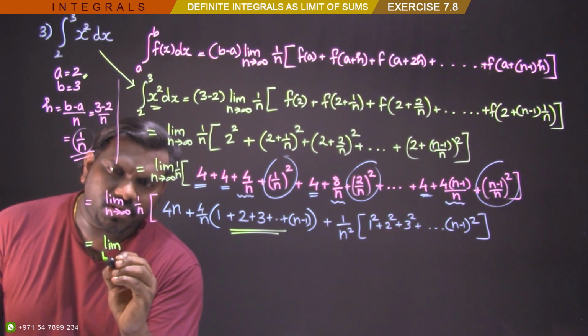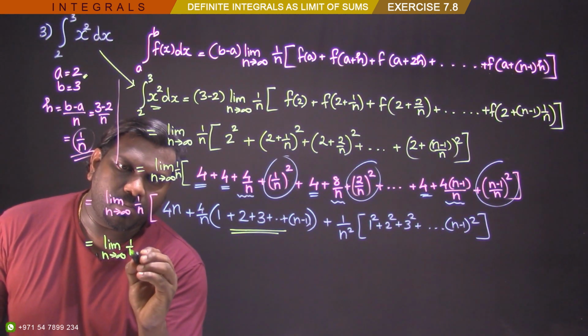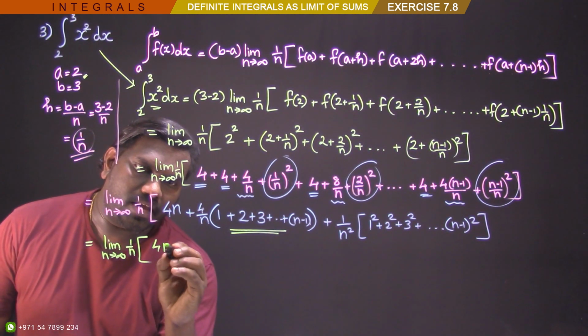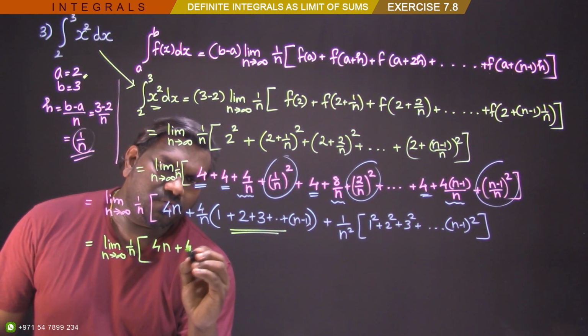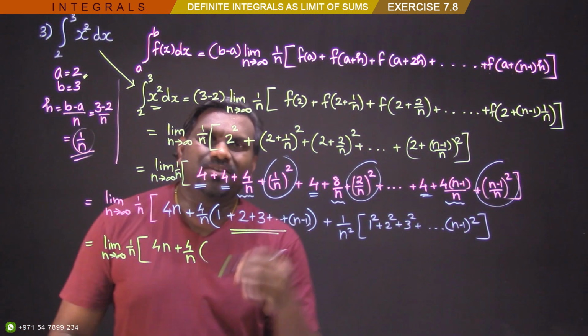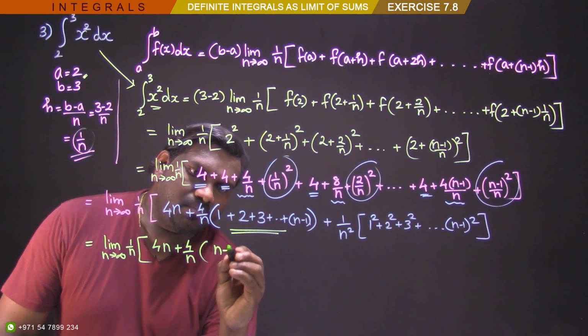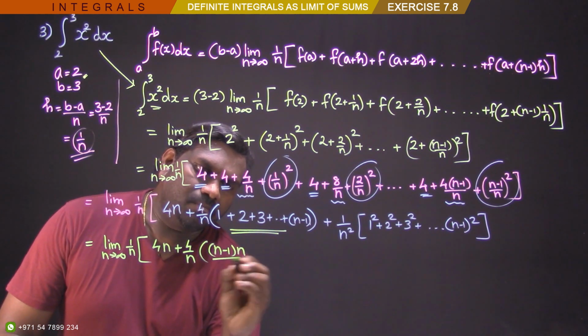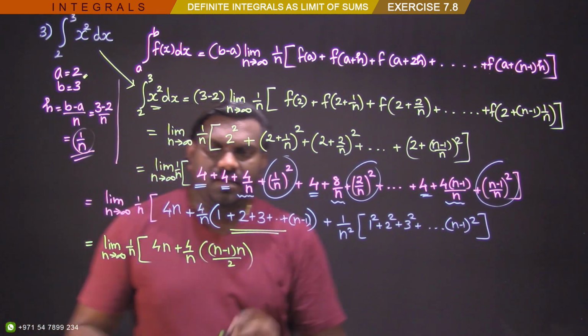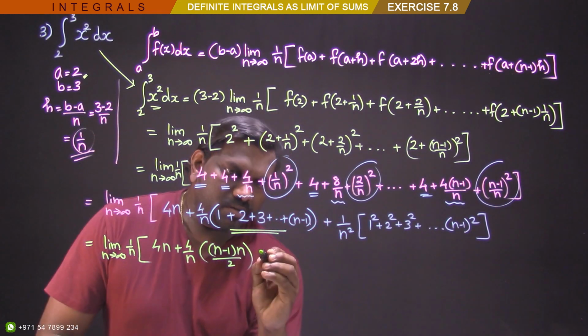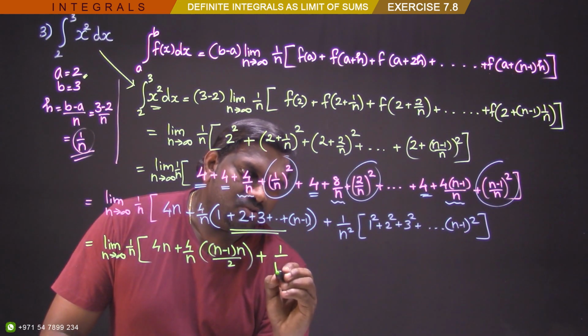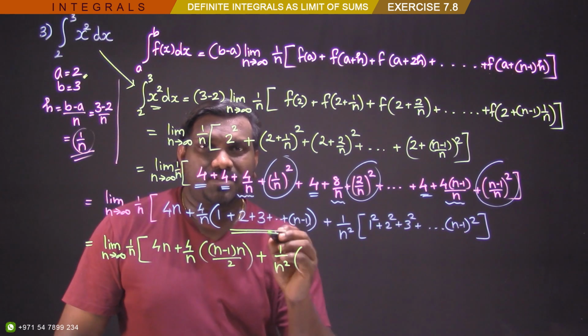So that is going to be limit n tending to infinity 1 by n, and what you're going to get here is 4n plus, this is going to be 4 by n into this formula, which you already know: n minus 1 into n by 2, dear. Which n and n will cancel, we will do it. Plus you also need to know this formula, dear, that is pretty important.